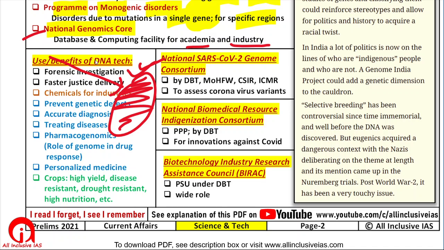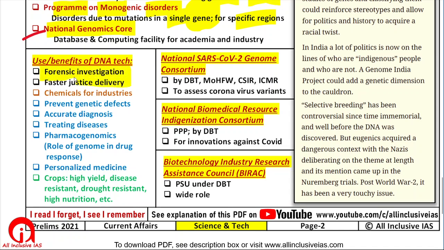What are the benefits of DNA tech? So there are many benefits. For example, in forensic investigation, you can determine whether a person was at a crime scene or not. For that we are bringing the DNA bill also. It is a bill, it is not a law, so it is not important for your prelims examination.